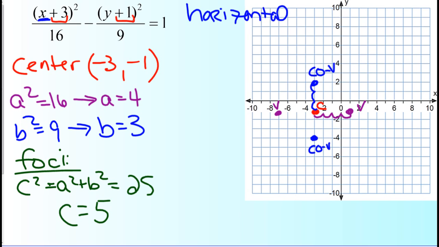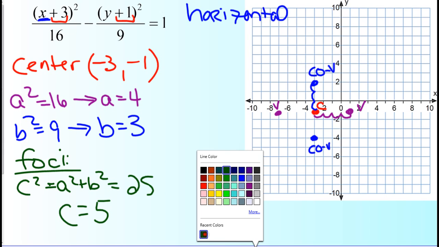Now, with your ellipse, each focus had to be inside the ellipse. Here's what happens with the focus for a hyperbola. It's actually going to be on the outside of each vertex. It's still going to be inside your hyperbola, but it will be outside each vertex. Your focus still goes with the vertex, so whatever line you put your vertex on, that's the line you put your focus on. If I counted left, right to graph my vertices, I count left, right to graph each focus.